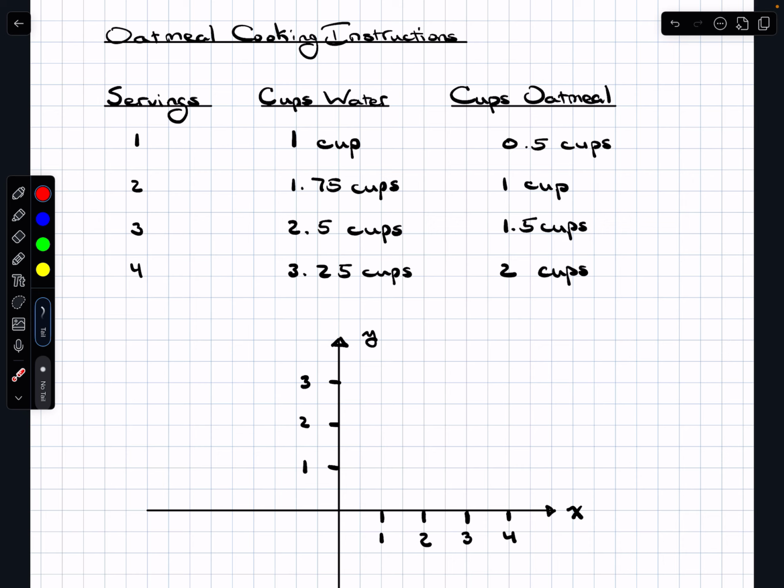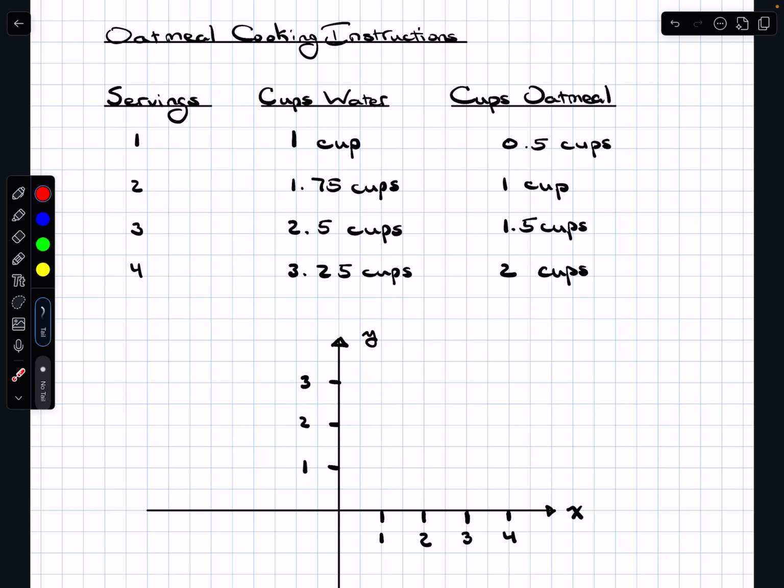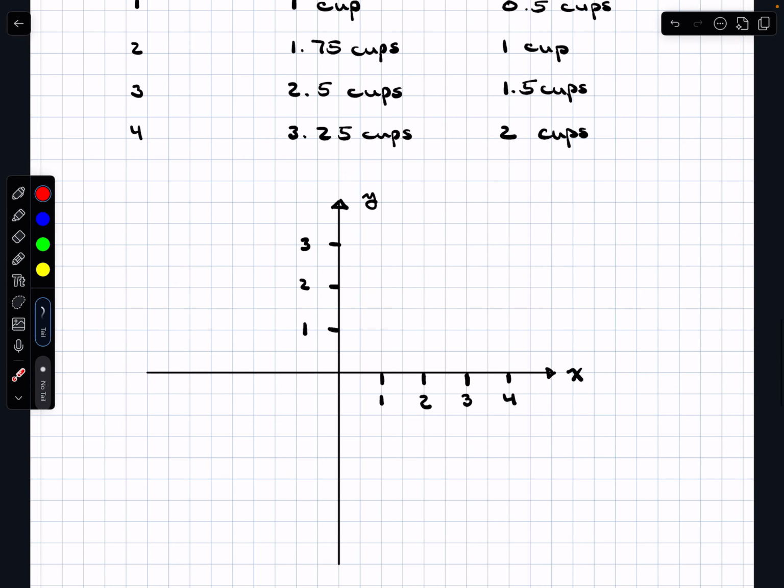So let's take this as information that we're going to graph. What we're going to do is determine whether or not this is a linear relationship between cups of oatmeal and cups of water. And we're going to see that if it is a linear relationship, we can figure out how much water to add for any amount of oatmeal that we can consider.